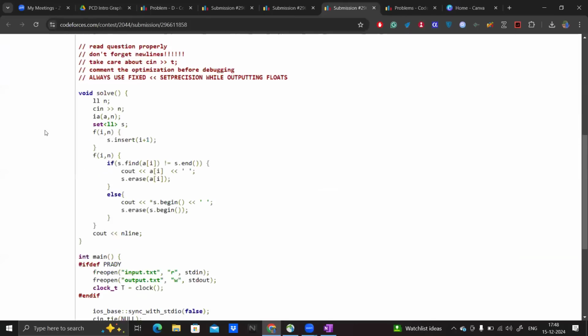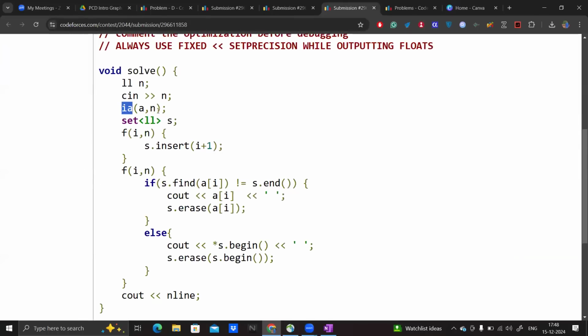So I just took the input. This ia means input the array, this is my macro. I made a set, and for i from 0 to n minus 1 I inserted, so this set has 1 to n. Now I iterated over the elements of a i, and if the set has a i, then I printed a i and erased a i from the set. Otherwise I just printed the first element from the set and erased the first element from the set. All right.